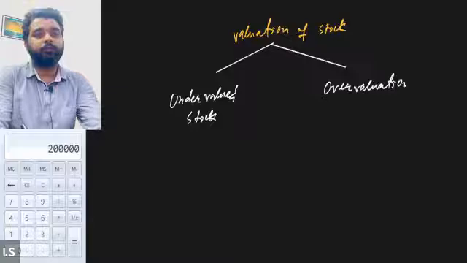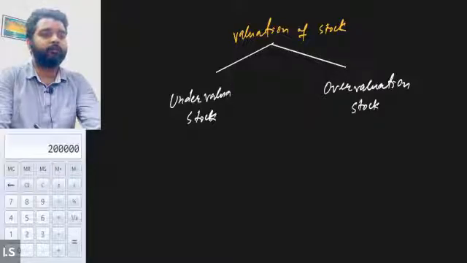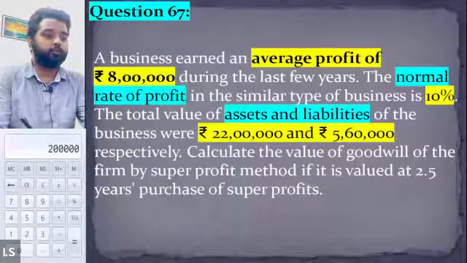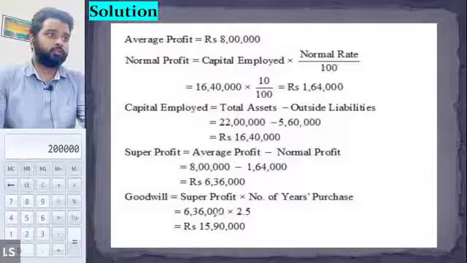Overvaluation. Sir, what was the answer for the last question? 15,90,000. Oh, you're getting the answer? No, sir, I got it. You didn't get the answer. All right, see, let me show you the correct solution of the question. See, this is the solution.